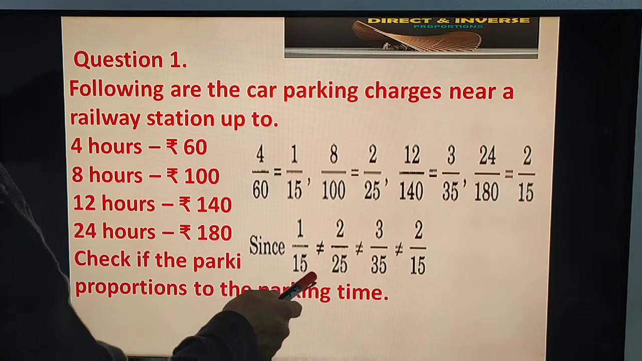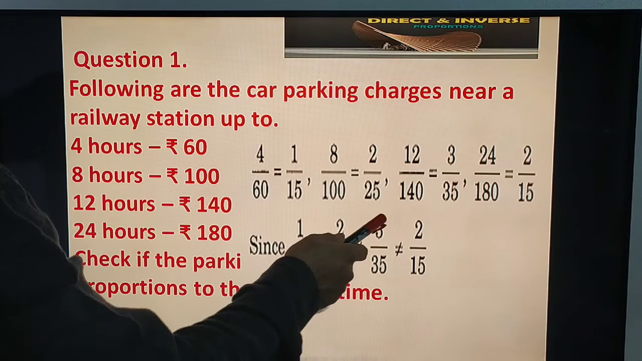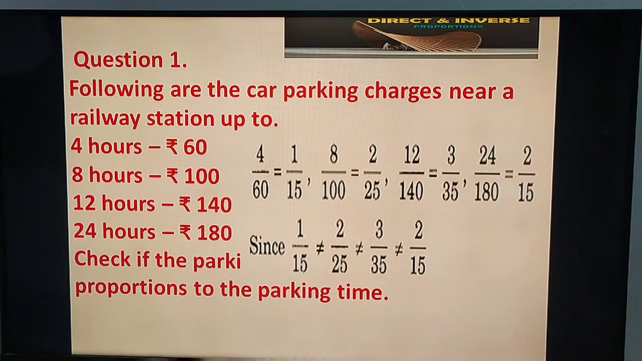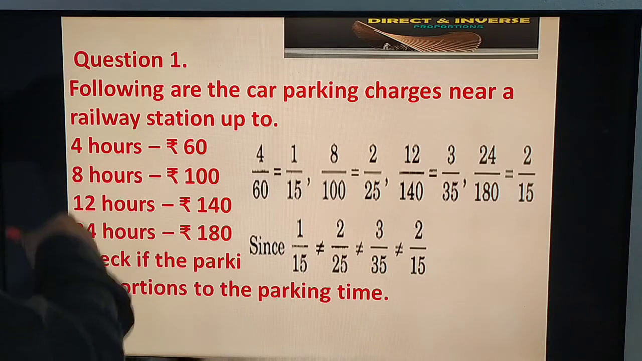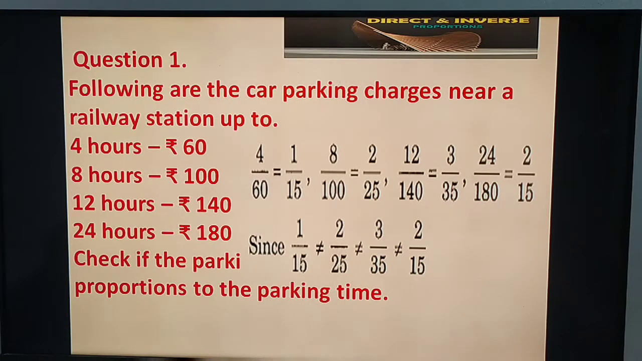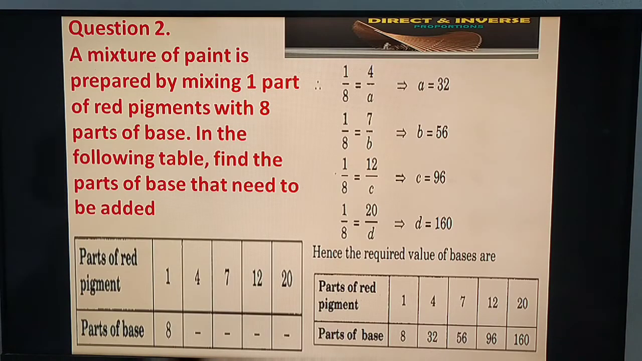So 1 by 15 is not equal to 2 by 25, not equal to 3 by 35, not equal to 2 by 15. So these parking charges are not in proportion with the time. Not in proportion with the time. Now let us take the second problem.